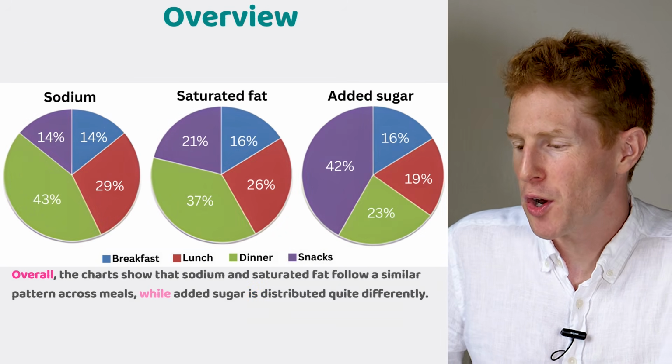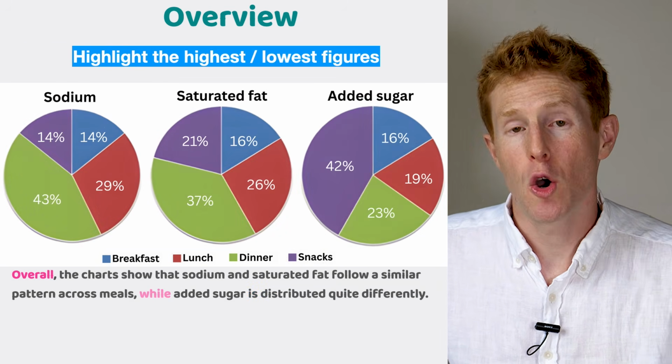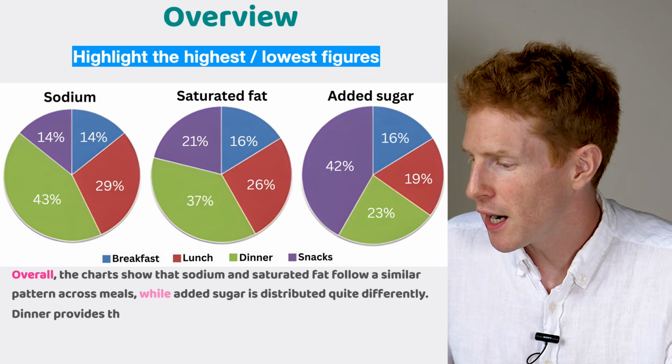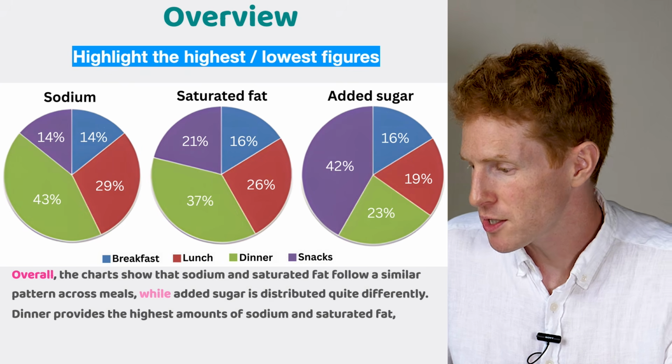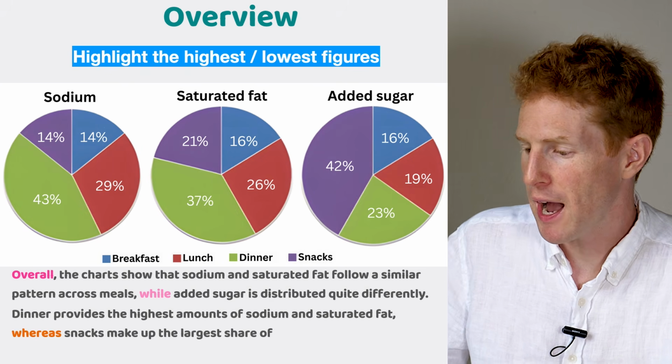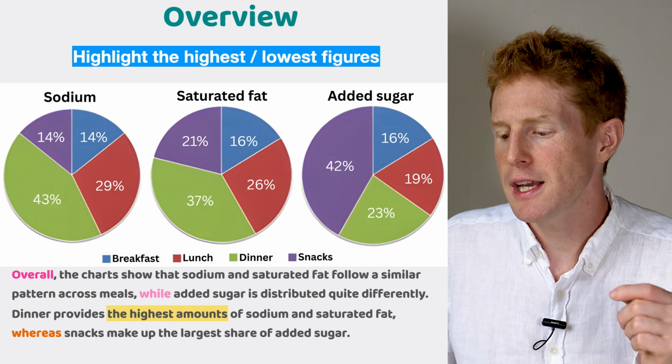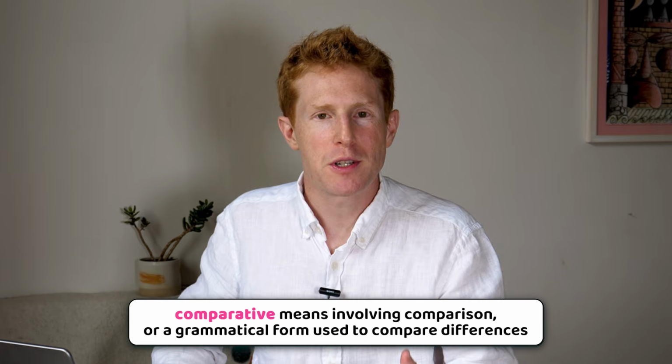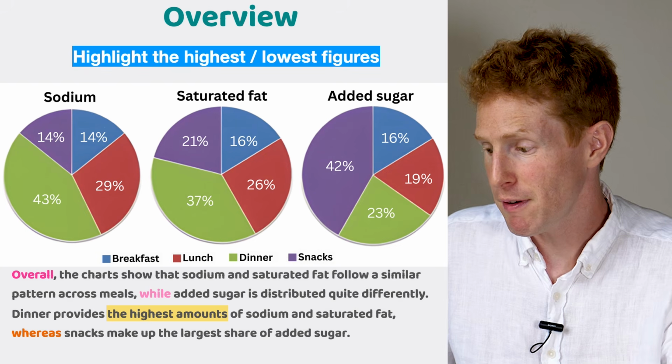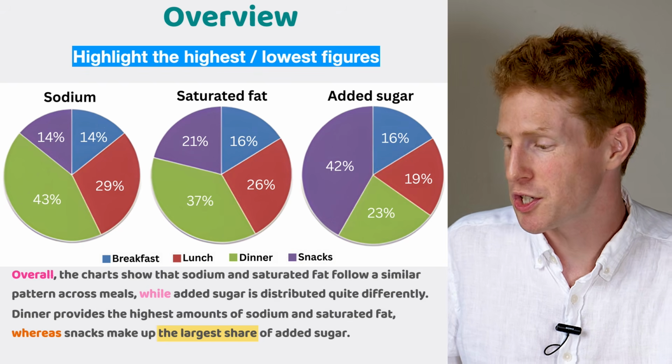The next thing I'd point out in this overview is to highlight the highest and lowest figures. This is a very good idea when you get pie charts. So let's do that now. Dinner provides the highest amount of sodium and saturated fat, whereas snacks make up the largest share of added sugar. Dinner provides the highest amounts. The highest amounts, you'll see we've got lots of ranking, lots of comparative, lots of superlatives in this answer. In fact, here's another one. The largest share. When it comes to pie charts, you're often having to show the comparison between different quantities or different amounts of a substance. So phrases like highest amount or largest share are very useful.